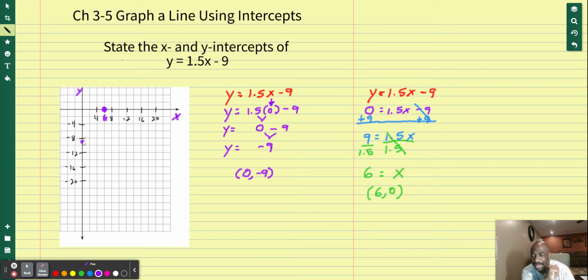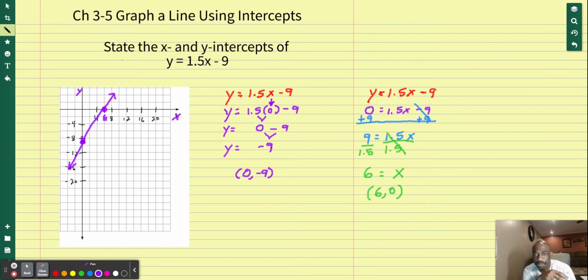Now, here's the -9. Here's a 6. So what I have to do in this case is draw a straight line. My line may not be perfectly straight, but you'll get the idea of what I need to do. Make believe I'm using a ruler and those lines are perfectly straight. So you get the idea. That is the equation for this line.